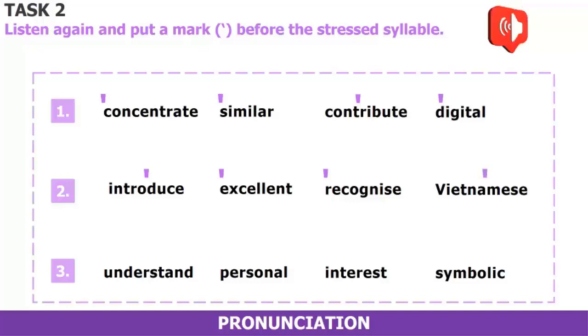In number 3, understand, stress the third syllable. And personal is stressed on the first syllable. Next, the stress for interest is on the first syllable. The last one, symbolic, has stress on the second syllable. Is it difficult? If yes, listen to the recording and do the task again.